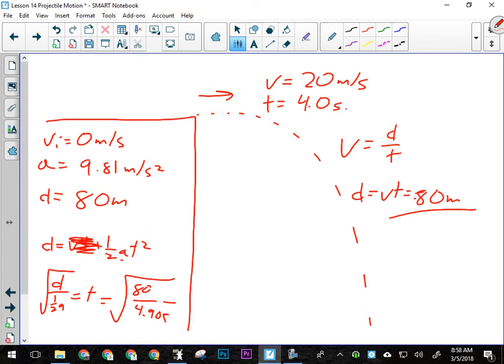So the key to any projectile problem is to isolate the two parts. I wrote everything that was vertical over here, and I kept it all together. I wrote everything that was horizontal over here, and I kept it all together. Because the only thing that the horizontal and vertical parts have in common is time. Everything else has to be treated separately. Everybody okay with that?